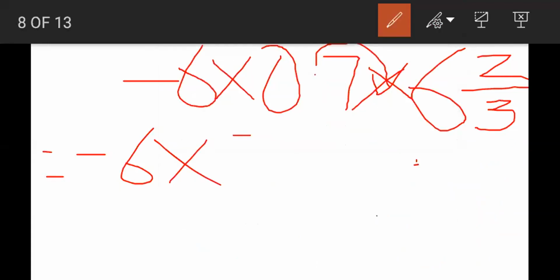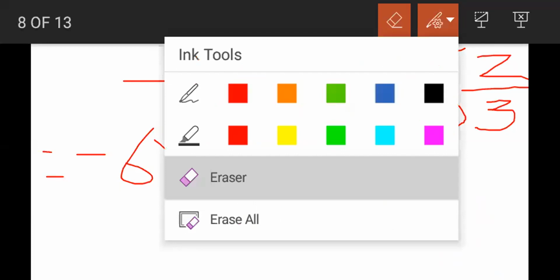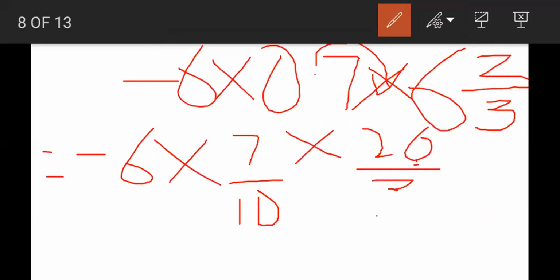0.7 becomes 7 over 10 times. Let's change this to an improper fraction. This is a mixed fraction. We are taking it to an improper fraction now. 6 times 3 will give us 18 plus 2, that is 20 over 3. 20 over 3.